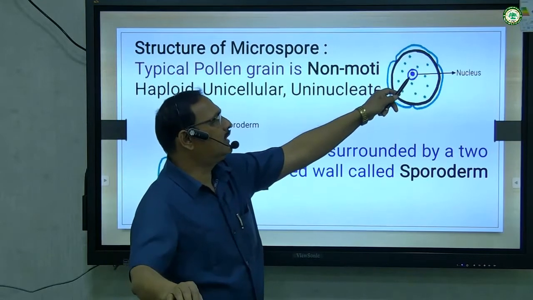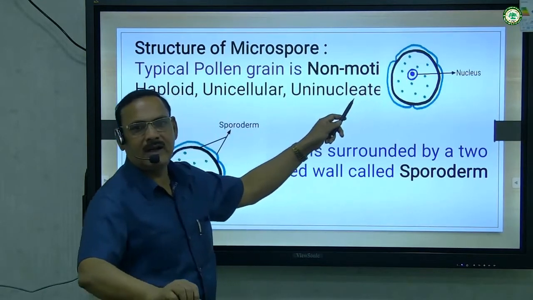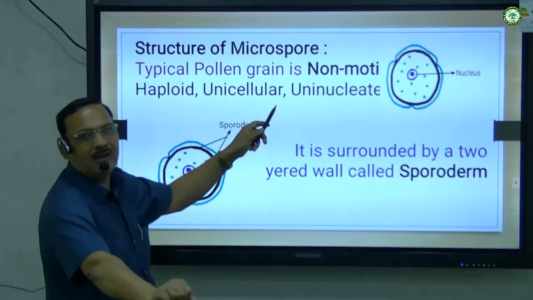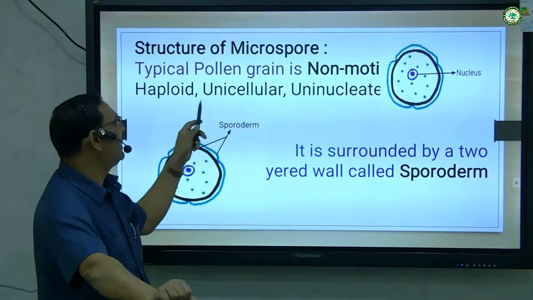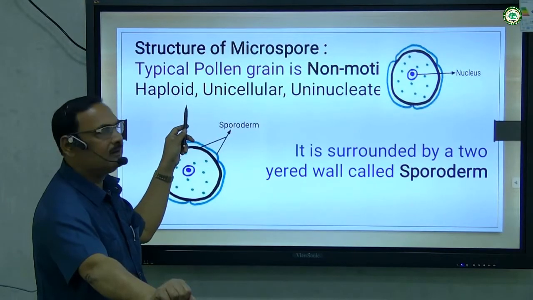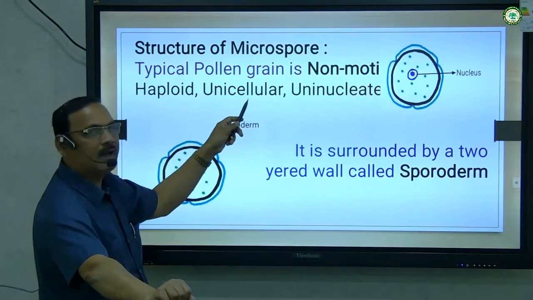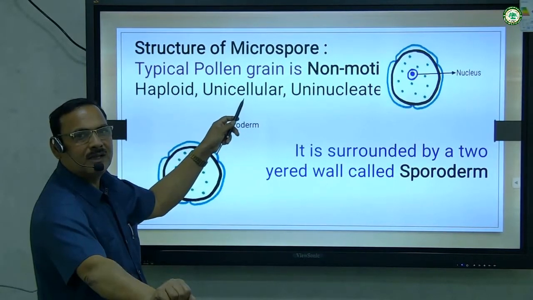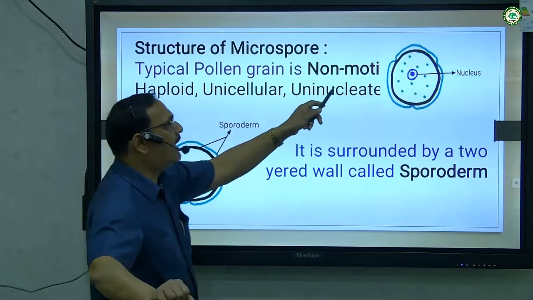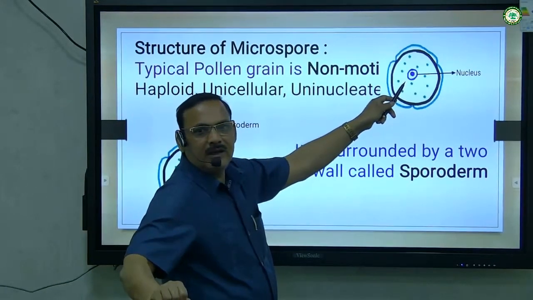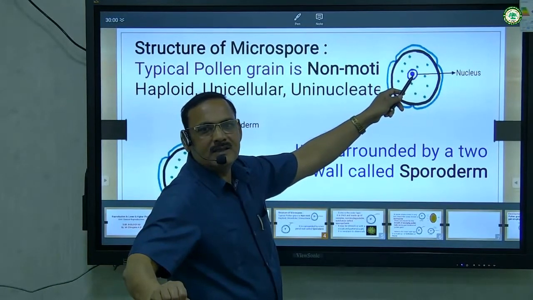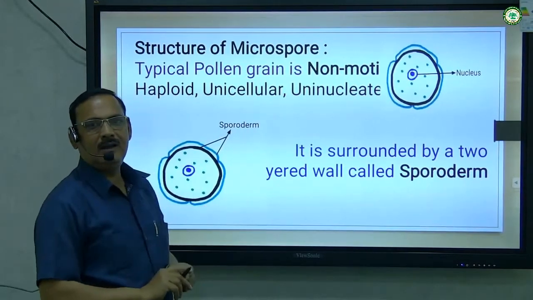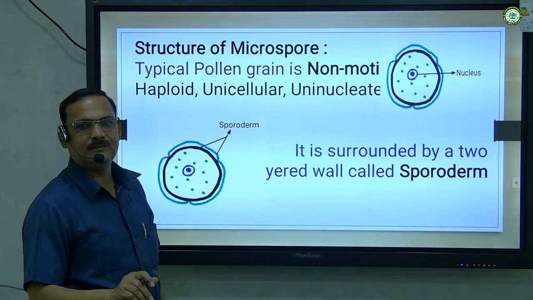Secondly, the nucleus of the pollen grain contains half the set of chromosomes, only one set of chromosomes. Pollen grains are unicellular, made up of a single cell. As you can observe in the figure, the pollen grain contains a single nucleus. As the nucleus is single, it is said to be a uninucleated structure.